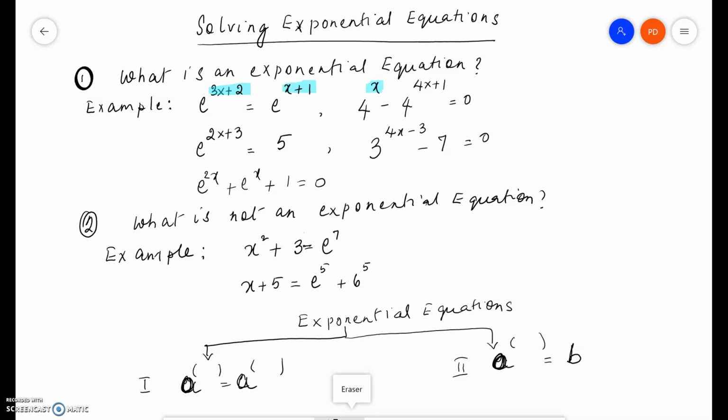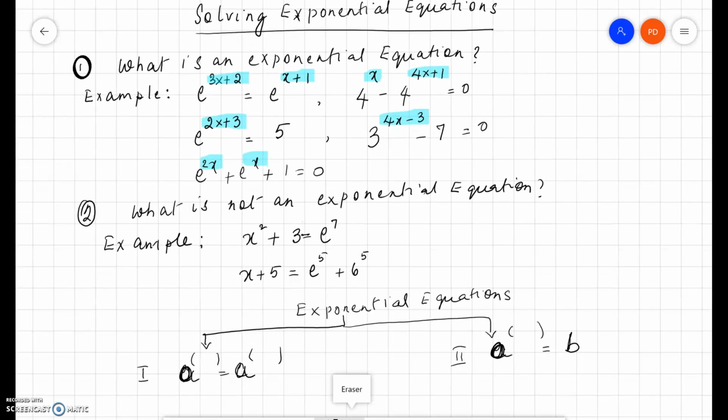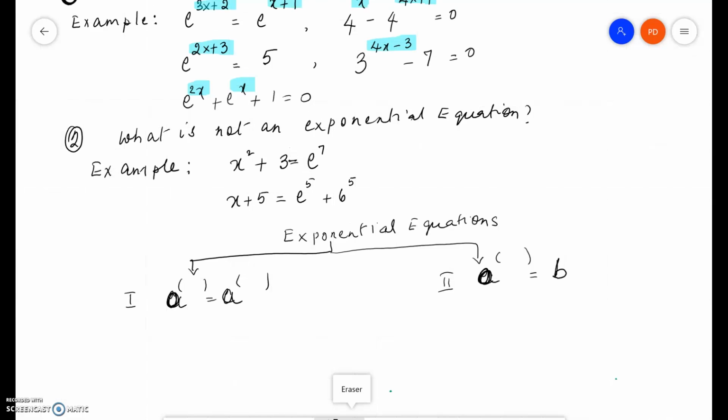Same thing here. X is in the exponent's place, so it's an exponential equation. Look at the next one, e to the 2x plus 3. The minute you see an x in the exponent's place, you can call it an exponential equation. Same here and here.